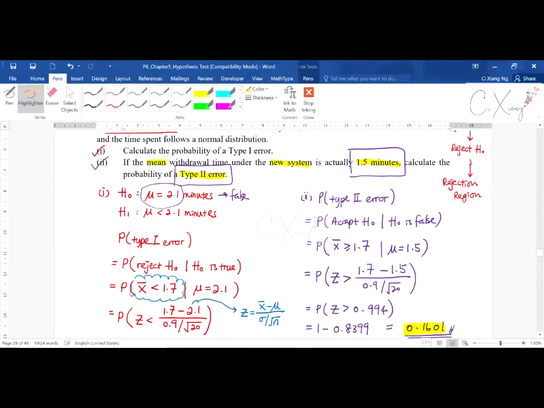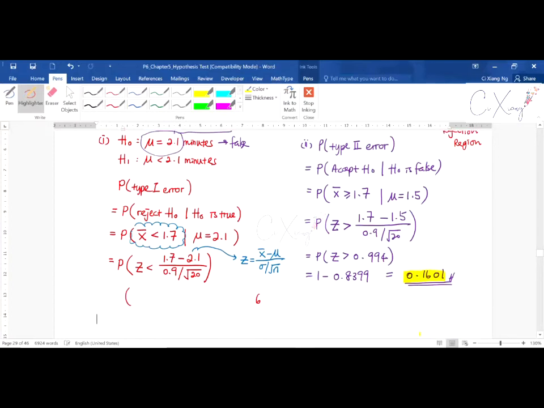Alright, so this is the value that we have as type 2 error probability, and this is the type 1 error probability. So in general, when you want to calculate the type 1 and type 2 error, you need to have the rejection region and acceptance region. Then of course you need the mu value when the null hypothesis is true, and also the mu value when the null hypothesis is false. This value, the mu value when the null hypothesis is false, they will usually give you in the question before the calculation.